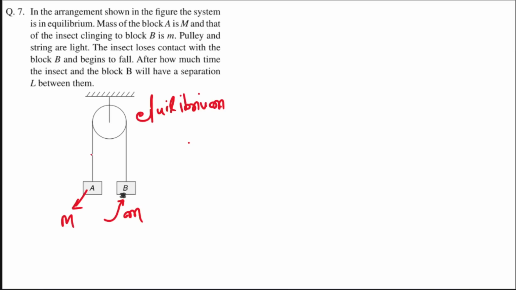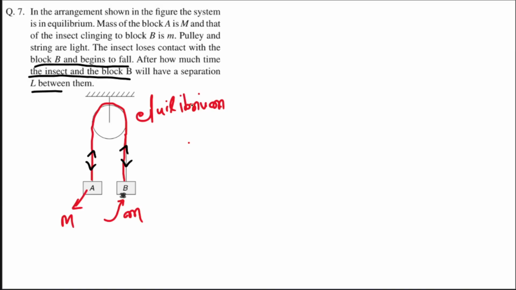You have to consider that since this is a single string, and since this pulley is massless, there is no mass coming in between this continuous string. Tension throughout a string will be what? Same. So यहाँ पे जो tension होगा, same tension will be here. ठीक है? The insect loses contact with the block B and begins to fall. Done है? After how much time the insect and block B will have separation L between them?